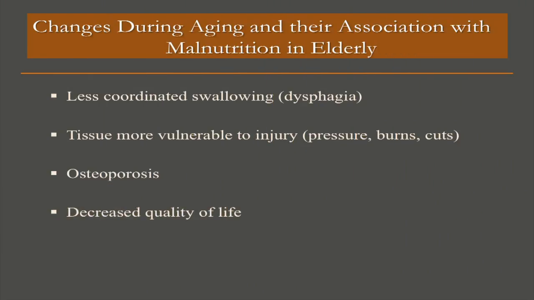We cannot prevent aging. Aging happens, and as aging happens, there is less coordination in swallowing. It causes dysphagia. Tissue is more vulnerable to injuries, pressure, burns, cuts. Elderly are more prone to osteoporosis, and all these incorporate into decreasing quality of life.